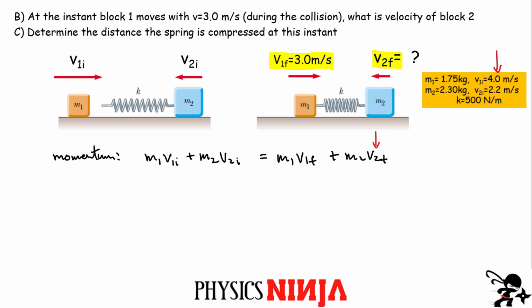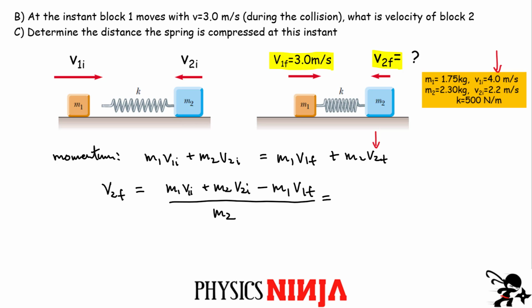So let's rewrite an algebraic expression for v2 final. V2 final is m1 v1 initial plus m2 v2 initial. Now I have to bring this whole term to the other side, so it becomes negative m1 v1 final, and at the end I need to divide by the mass m2. All right, now we plug and chug our numbers. Try not to make a mistake here.